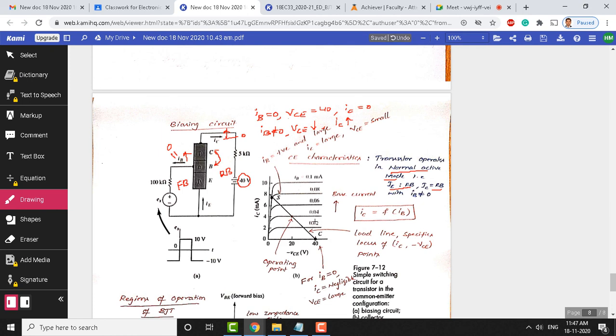When IB keeps increasing, you can see the curves as you move above. This is for IB value 0.02 milliampere, 0.04, 0.06, 0.08. So, the base current increases, and as you know, the collector current also increases. Now, there is a saturation limit for the collector current. What is the maximum collector current that can flow in this loop? It is 40 volts divided by 5 kilo ohm, which is 8 milliampere.